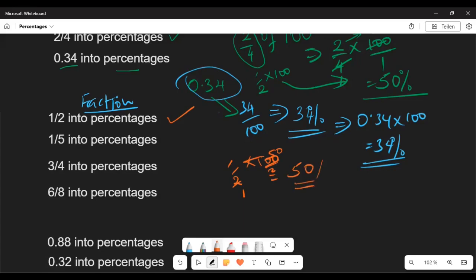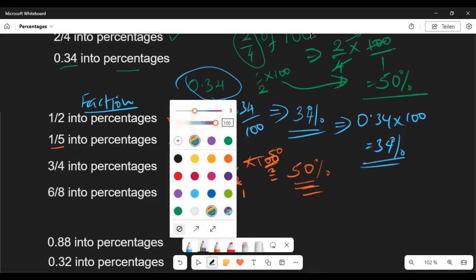So this is going to be 50%. If you took 1/5, a fifth, we say 1/5 times 100, which is basically 100/1. So 5 can still go here, 5 goes here two times, and then we have 20. So in that case, now we have 20% as the answer.